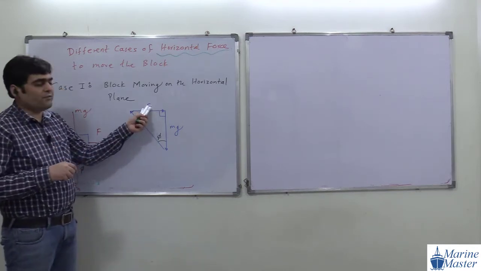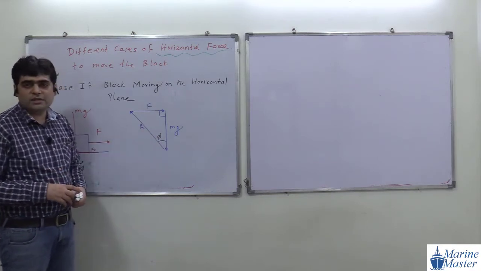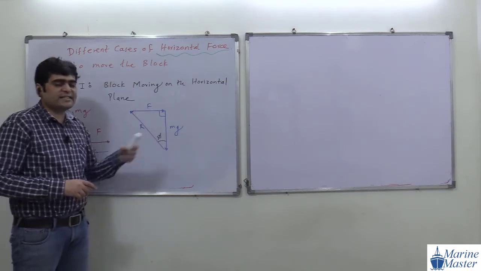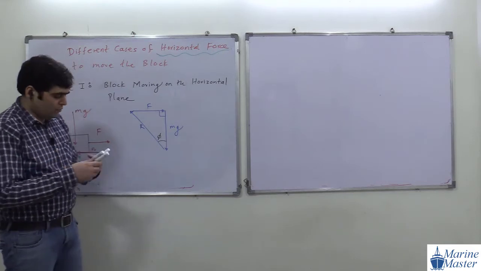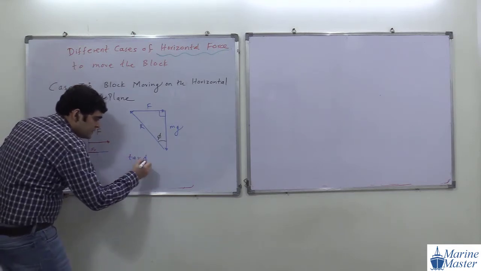Opposite to phi is what? F. Adjacent to phi is what? Mg. What is the relation between opposite and adjacent? Tan. So what we can say? Tan phi will be equal to what?